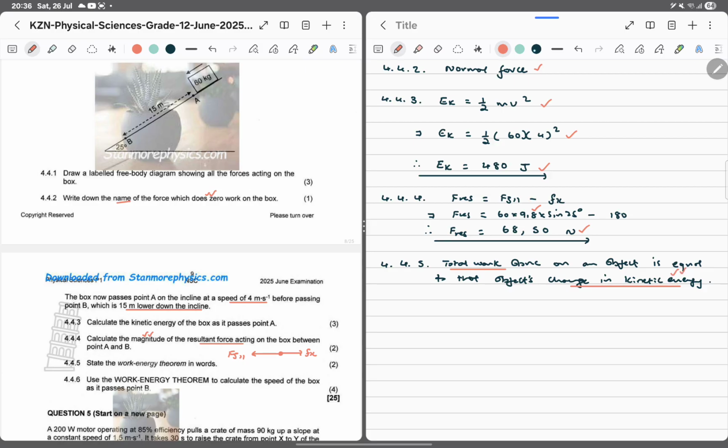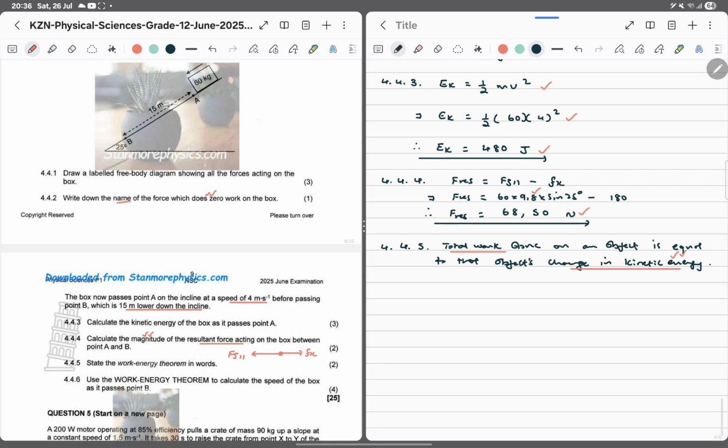So again, guys, some cheap 2 marks. This definition is supposed to be given 1 mark. It's inappropriate to give 2 marks for that.